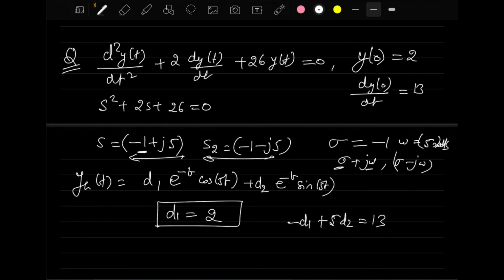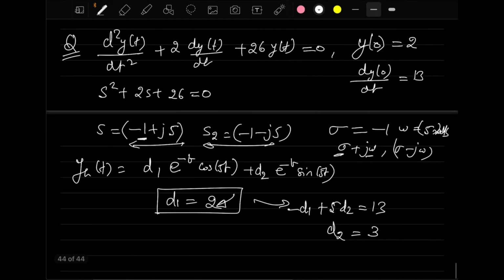Once you have this value calculated, you can substitute it in this equation. The value of d2 that you will get here is 3. So you will get both the answers d1 and d2 by solving through the initial conditions which are given. The final solution that you will get as an answer will be 2 e to the power minus t cos 5t plus 3 e to the power minus t sin 5t.